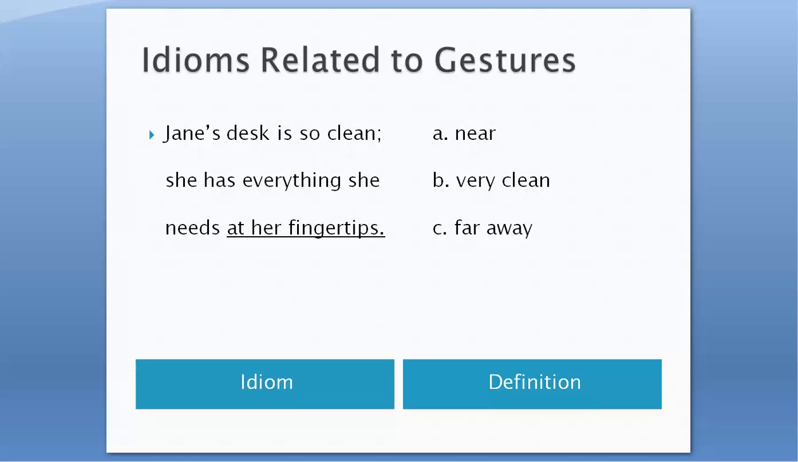Jane's desk is so clean. She has everything she needs near. Jane's desk is so clean. She has everything she needs very clean. Or Jane's desk is so clean. She has everything she needs far away. What do you think the best answer is? Well, if you said A, near, you're correct.